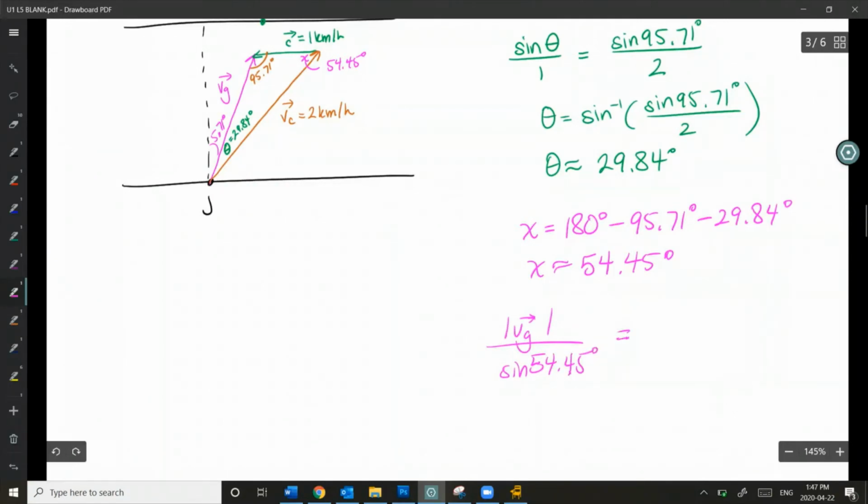And you should use a side and its opposite angle. You can use either. I'm going to use 2 and 95.71. And all you really need to do in order to isolate here is just multiply up that sine of 54.